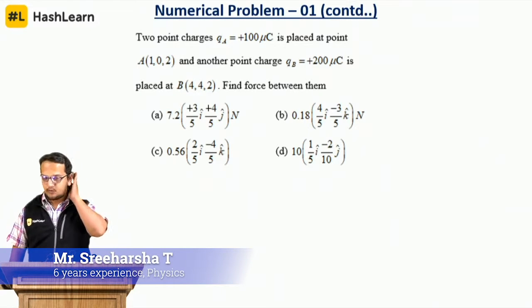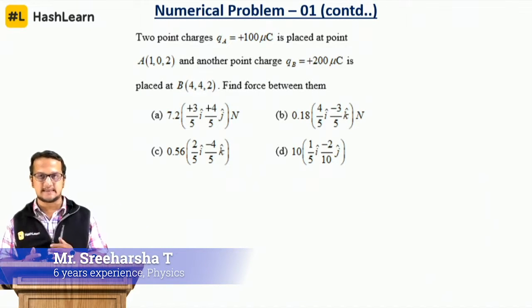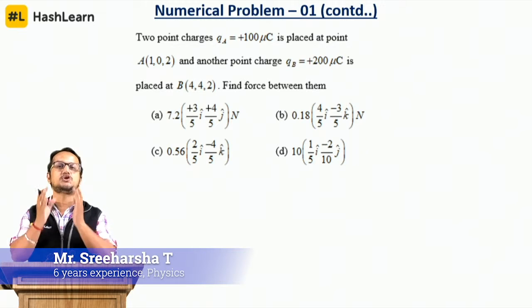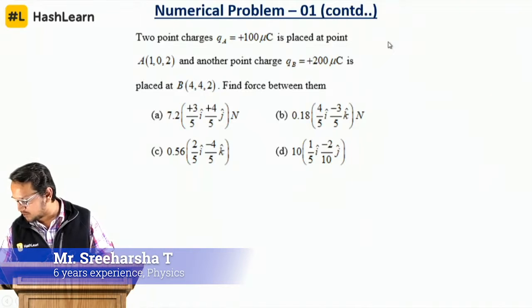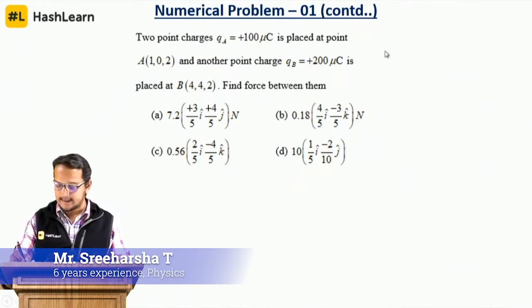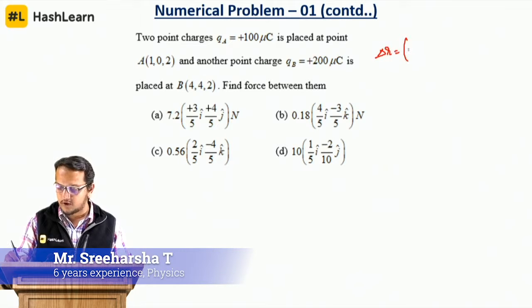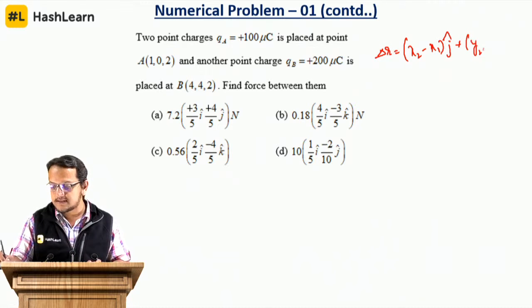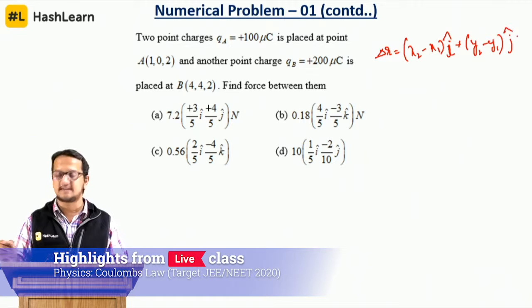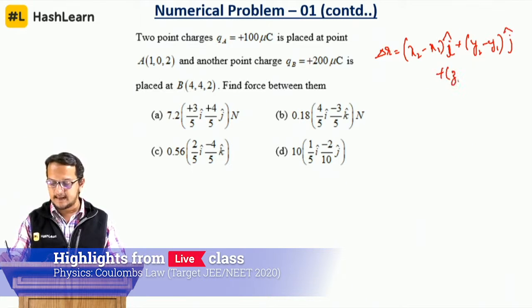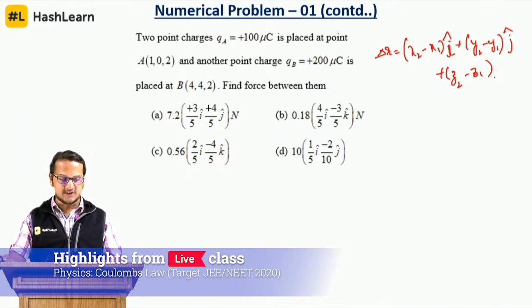So the first thing we have to find out here is the distance. We are using the basic geometry distance formula, that is delta r is equal to x2 minus x1 times i cap plus y2 minus y1 times j cap plus z2 minus z1 times k cap.